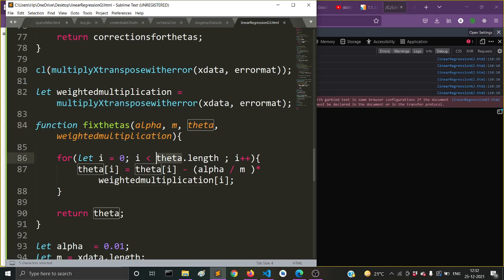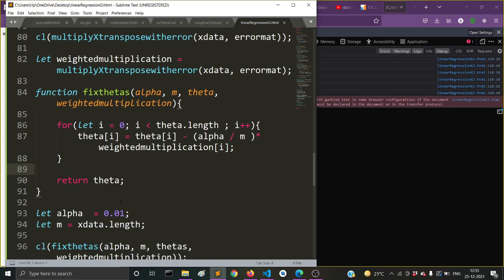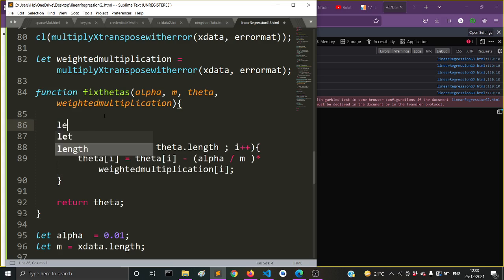So we will traverse all the theta values, and then we will just subtract from the old theta the alpha divided by m. That's what we studied in theory, that is alpha divided by m, which is multiplied with the weighted multiplication term, right? So we have calculated the weighted multiplication term already. We will multiply it with alpha divided by m, and that particular thing is what we had to subtract from theta. So nice. We will return the updated theta after it. One thing I need to do is this. Let me try.